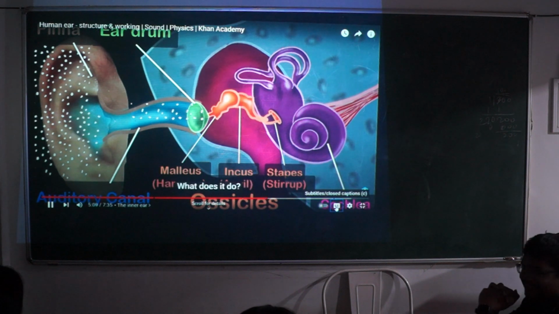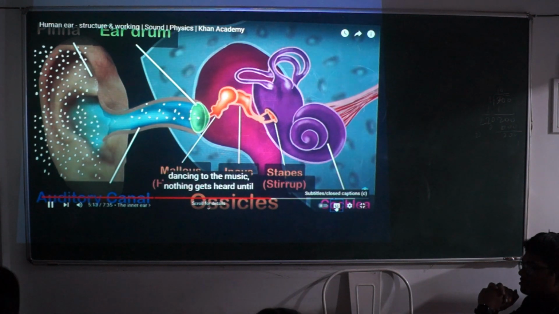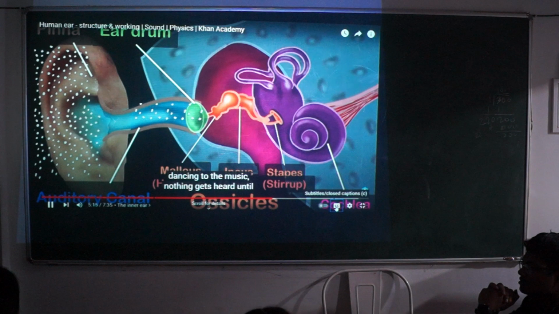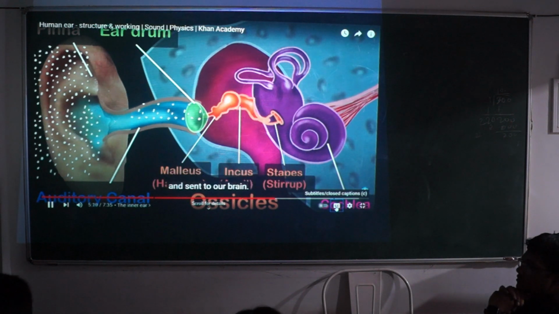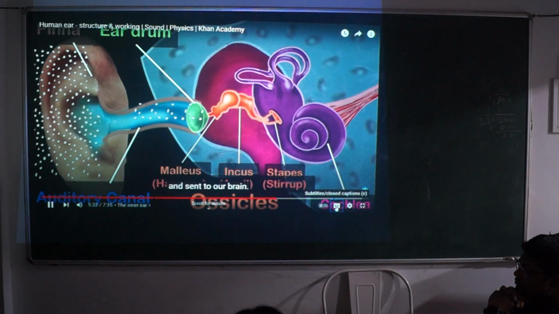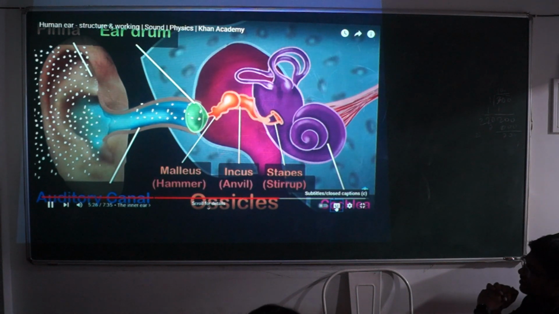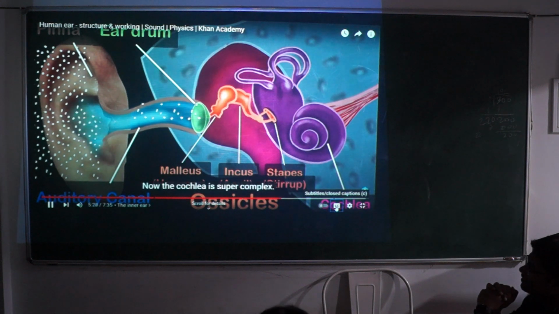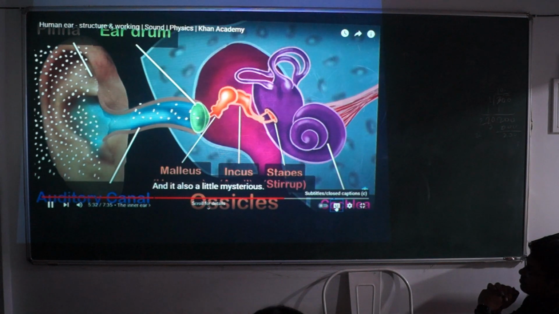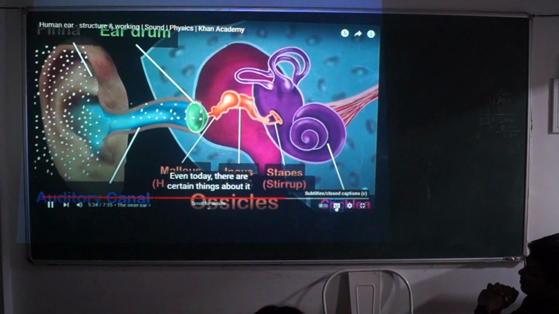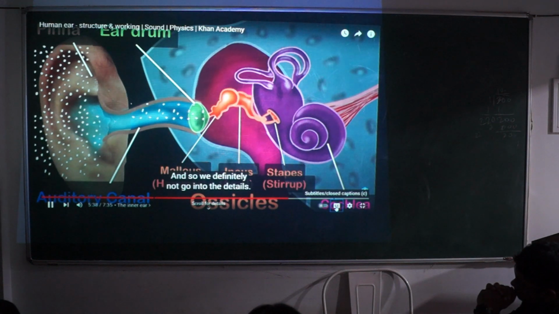What does it do? Well, although these bones have already started dancing to the music, nothing gets heard until these vibrations are converted to electricity and sent to our brain. And that's exactly what the cochlea does. Now the cochlea is super complex, and it's also a little mysterious. Even today, there are certain things about it we just don't know. And so we'll definitely not go into the details.